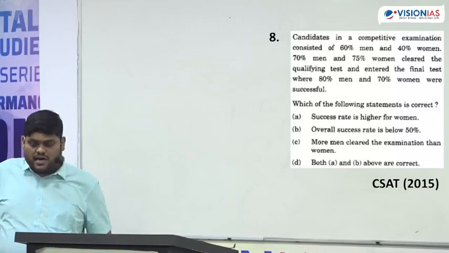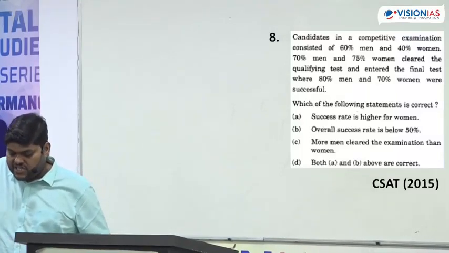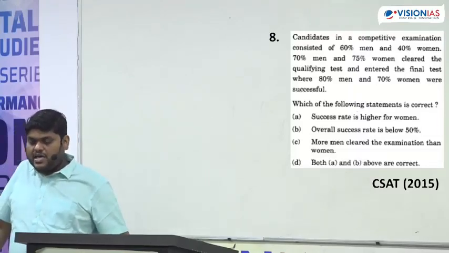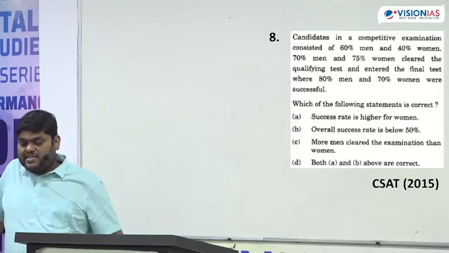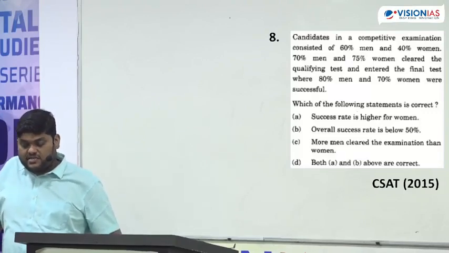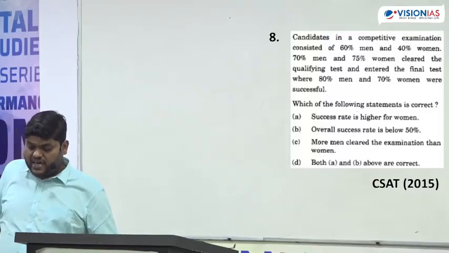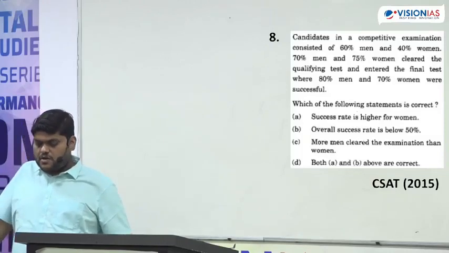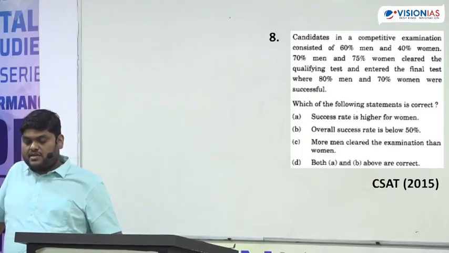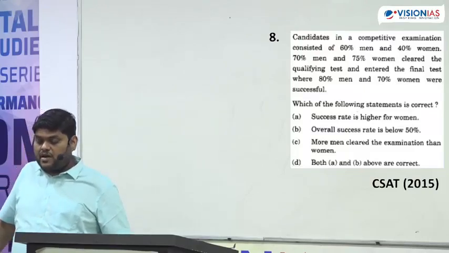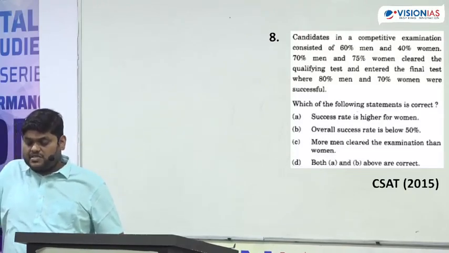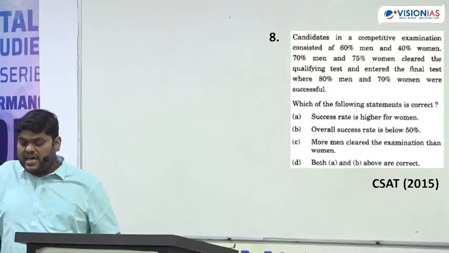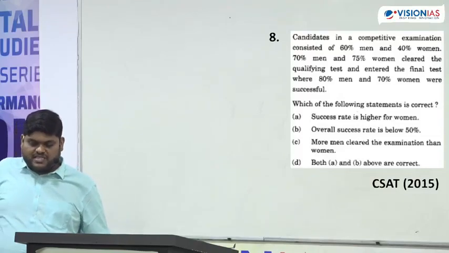Question number 8. Candidates in a competitive examination consist of 60% men and 40% women. 70% men and 75% women clear the qualifying test and enter the final test, where 80% men and 70% women were successful. Which of the following statements is correct? A: Success rate is higher for women. B: Overall success rate is below 50%. C: More men clear the examination than women. D: Both A and B above are correct. So please try this question.